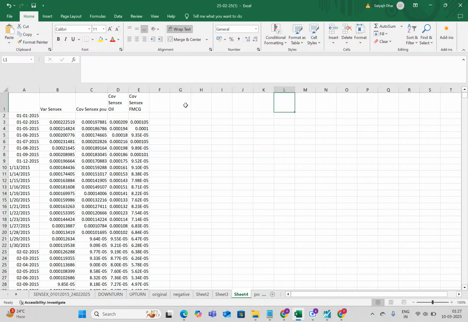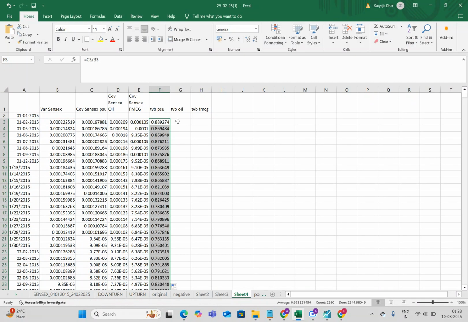Let us find the TVB now. TVB PSU, TVB oil, and TVB FMCG. Okay. So as I said, it will be covariance by variance. So covariance divided by variance of Sensex. Right, here you have the time varying beta.